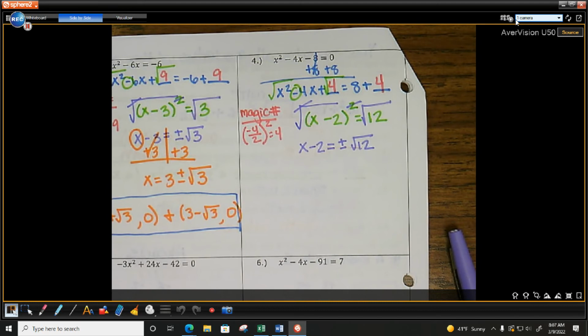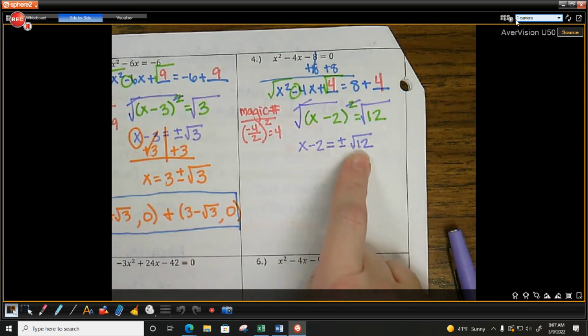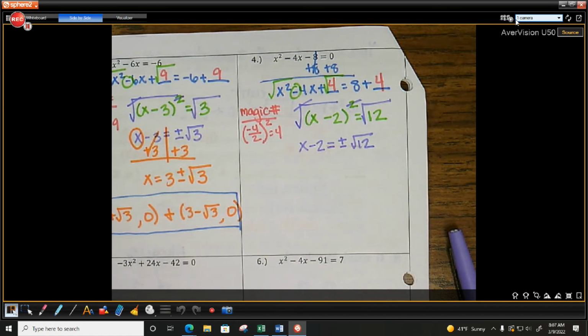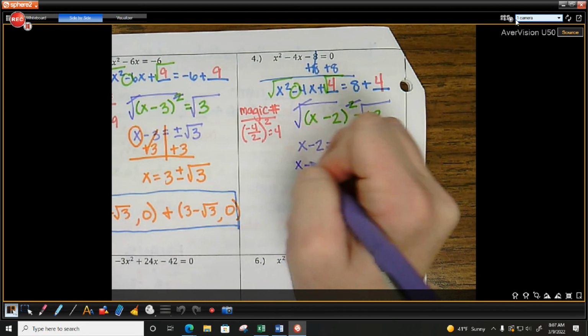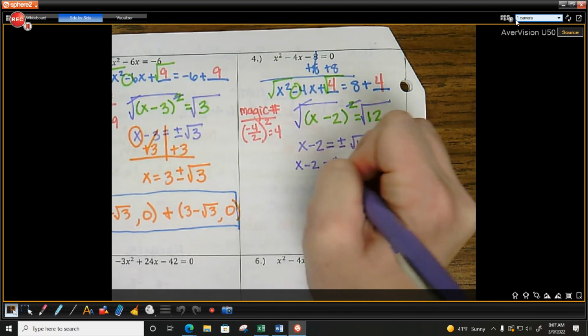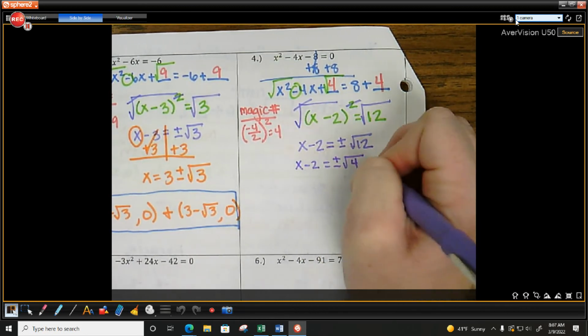So whenever we're simplifying our radicals, we're looking for if my number is divisible by any perfect squares. Is 12 divisible by any numbers on my list? 4. So I'm going to rewrite this as x minus 2 equals plus or minus the square root of 4 and the square root of 3, because 12 divided by 4 is 3.